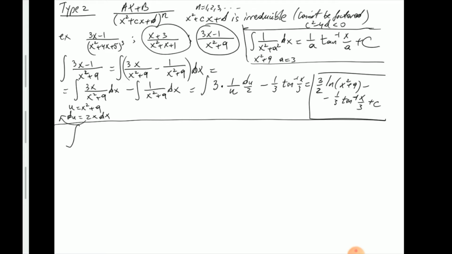So let's say I have, let's do one with easier numbers. Let's say I have x plus 2 on the top, and on the bottom x squared plus 4x. And let's make it really nice.